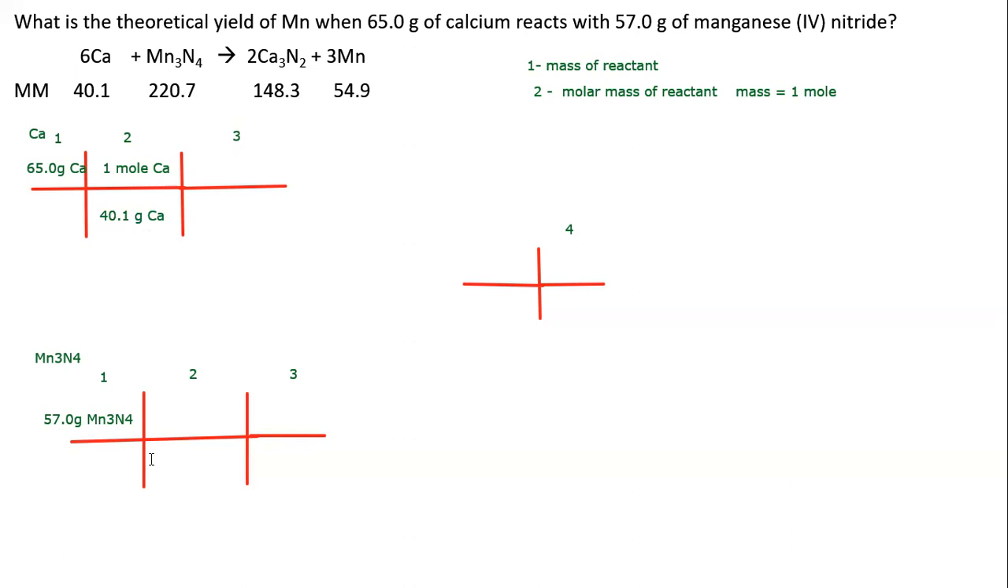And we're going to do the same thing with manganese 4 nitride. Again, the mass of 1 mole goes on the bottom, and the 1 mole goes on top. Now in slot 3 goes the mole ratio. So typically the way the mole ratio is, the product on top, reactant on bottom. This is generally what you do.